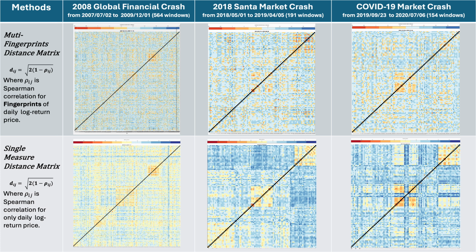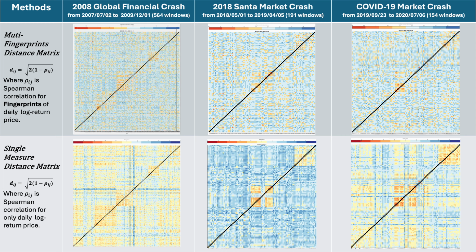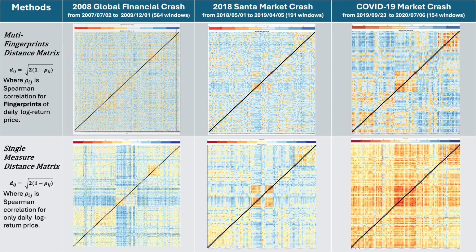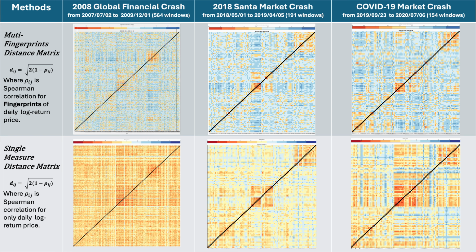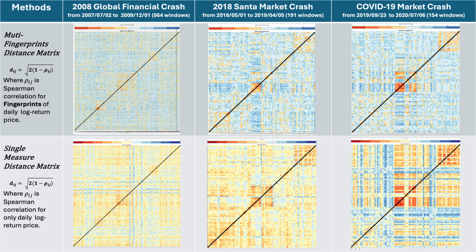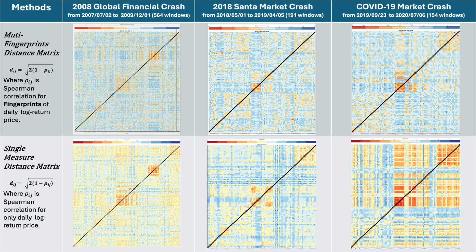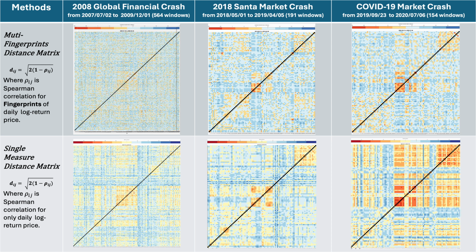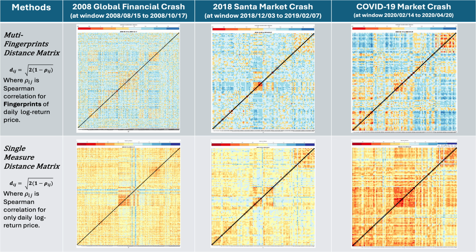For those matrices in each window, I made a video showing the dynamics of distance change over time. The top row is the fingerprint similarity matrix for three events, whereas the bottom row is the single-measure distance matrix computed from just the daily log return correlations. By showing it in video, you can feel that fingerprints do provide more information than a single correlation measure, especially during a market crash. Let me show you in detail.